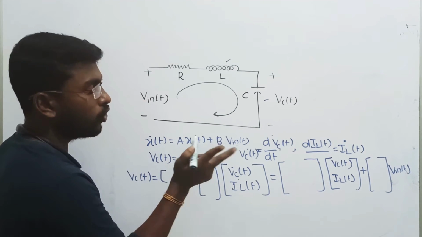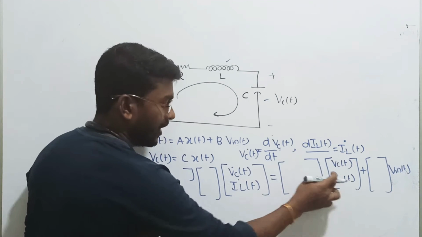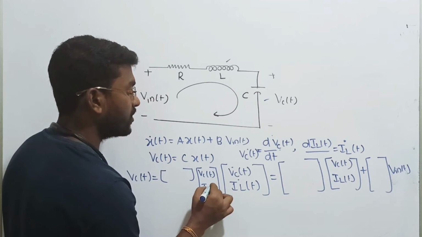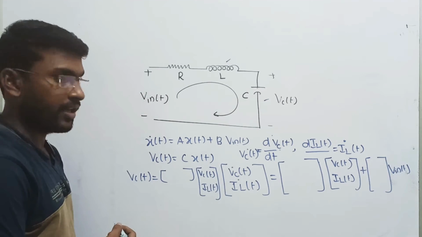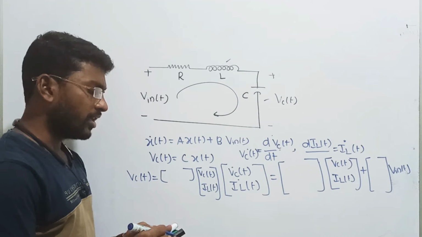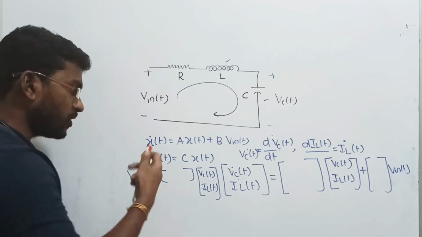X of t has two variables: Vc of t and IL of t. Just consider them as they are: Vc of t, IL of t. That's all. Those are going to be our storage elements, right? So we are going to consider the effect of VC of t and IL of t. Of course, that is going to be our output now. Let us proceed further with this.